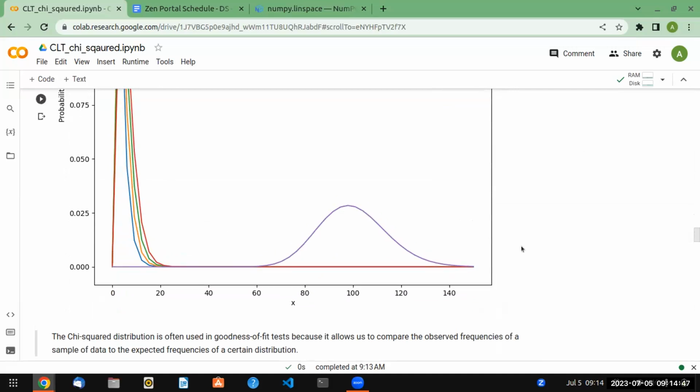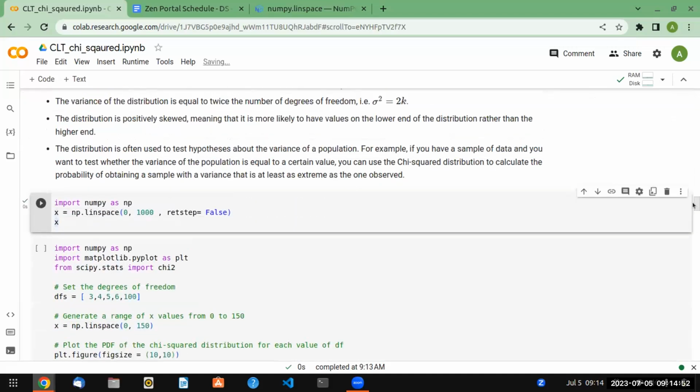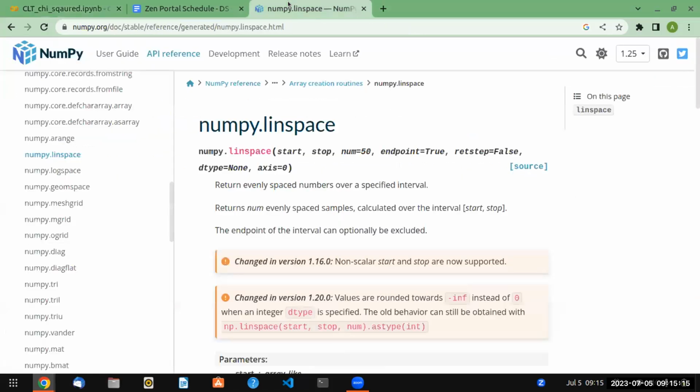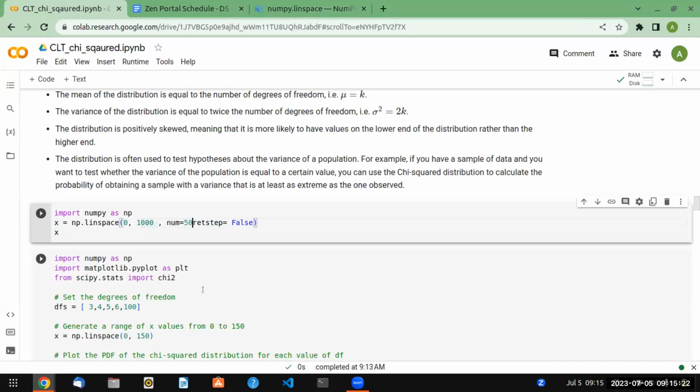Sir, how did it take that interval of 20? It is the start point plus the end point divided by the total number of points that we're generating. Where is the total number of points? In the documentation, if you don't mention it, by default it is 50. If you need more, you have to mention it like this.